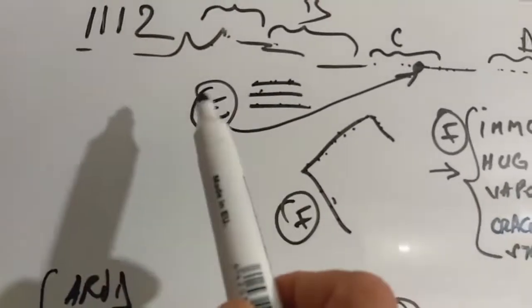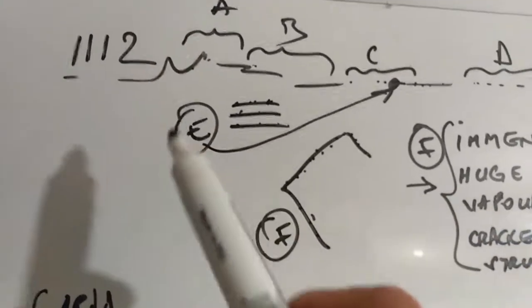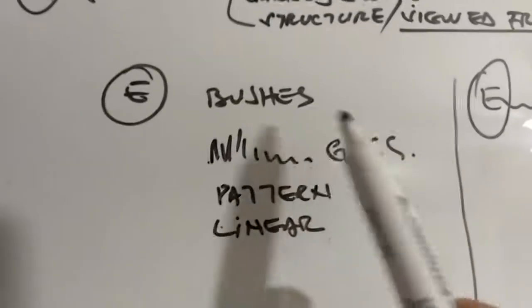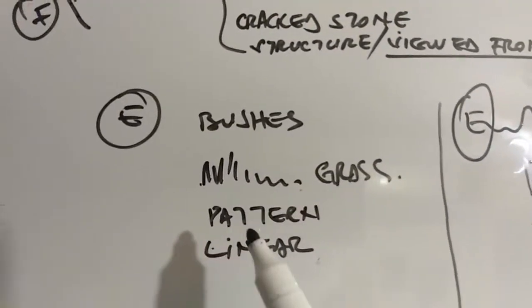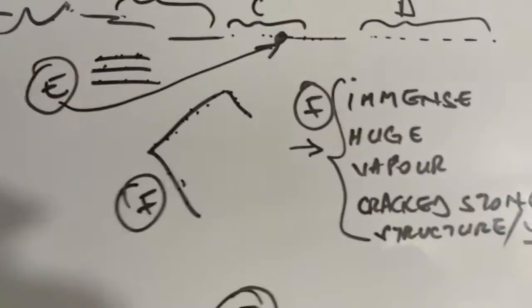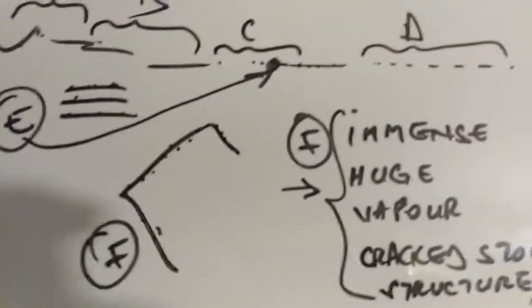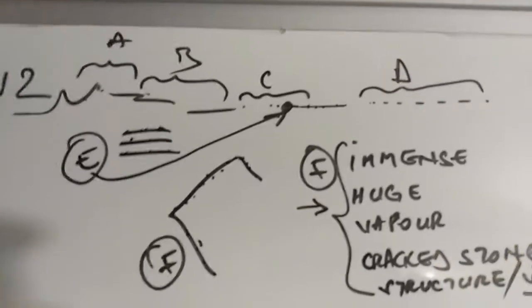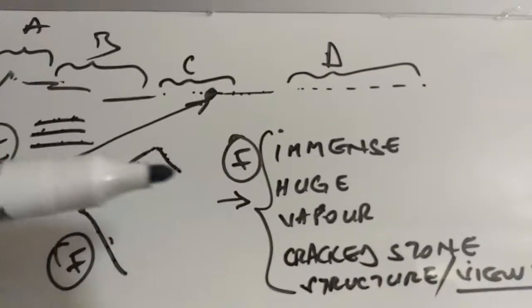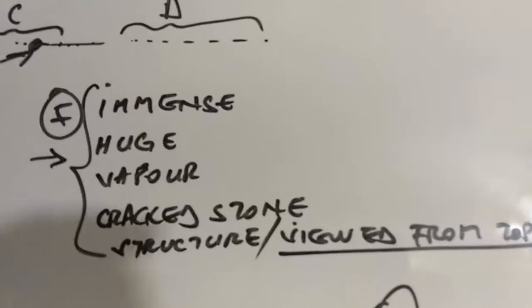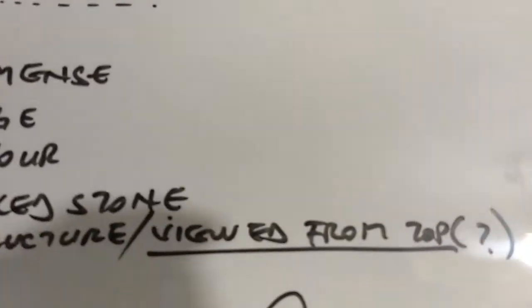Then I got this structure here, I called it E, and it seems to be connected to this spot here. And for E I got these: bushes, grass, pattern, linear. And there is F. I couldn't locate F on this ideogram here, but the words are: immense, huge, vapor, cracked stone, structure, viewed from top, possibly.